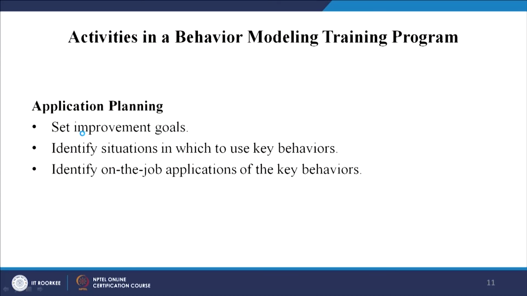Here the observer will give feedback, and the trainer will give feedback, on how the behavior modeling has been demonstrated in the performance of the key behaviors. So how to make the preparation? Set improvement goals, where there was scope for improvement. Identify the situations in which to use the key behaviors, and identify the on-the-job application of the key behaviors, where the key behavior is required to be performed. In that case we will talk about this particular behavior modeling.